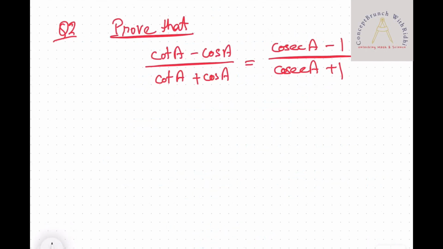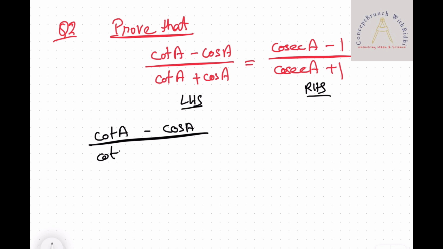This is our second question. In this question, this is the LHS and this is the RHS. Let's take the LHS and prove it equal to the RHS. So here, cot A minus cos A divided by cot A plus cos A. This is the given LHS.